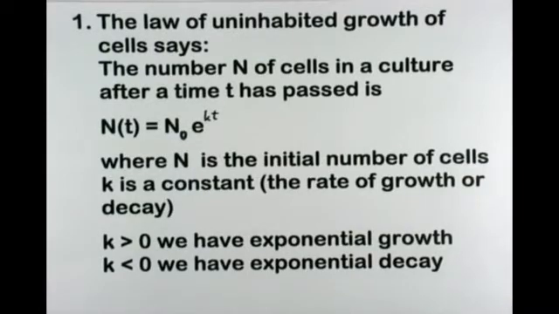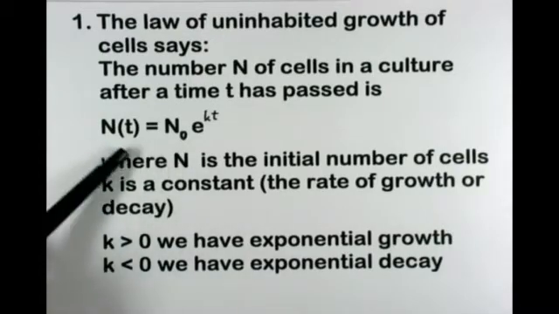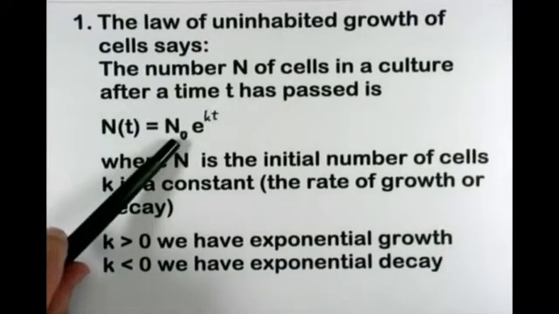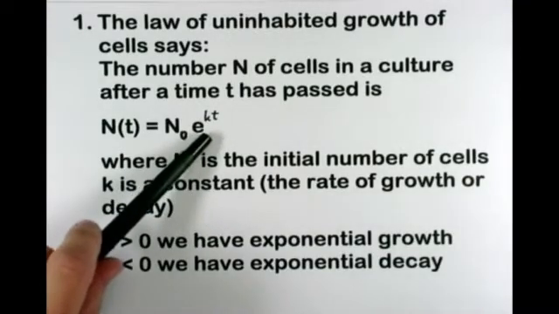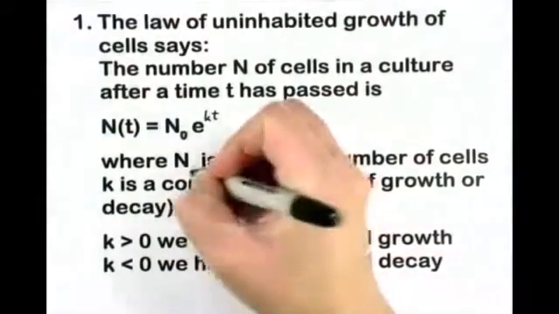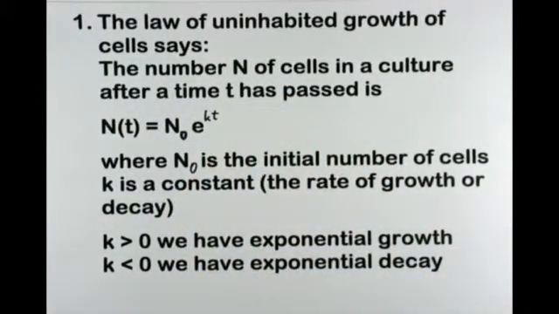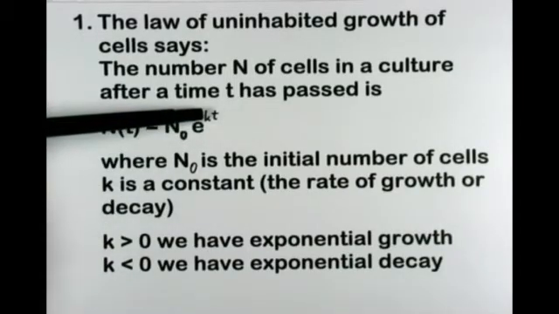The law of uninhibited growth of cells says the number N of cells in a culture after a time t has passed is given by this formula: N(t) = N0 e^(kt), where N0 is the initial number of cells and k is a constant, the rate of growth or decay. When k is a positive number, we have exponential growth. And when k is a negative number, we have exponential decay.